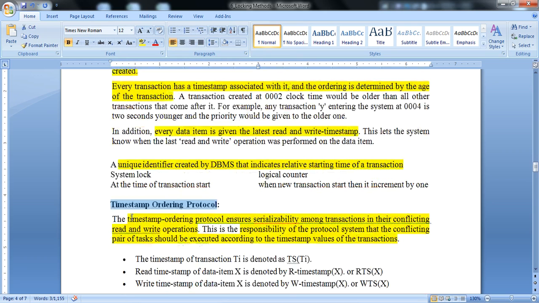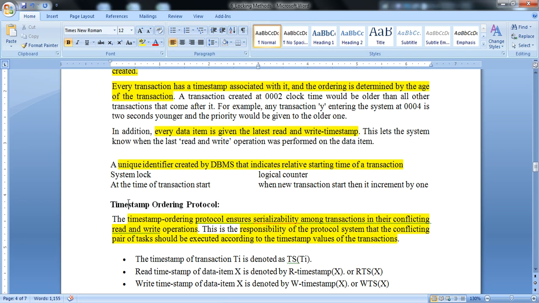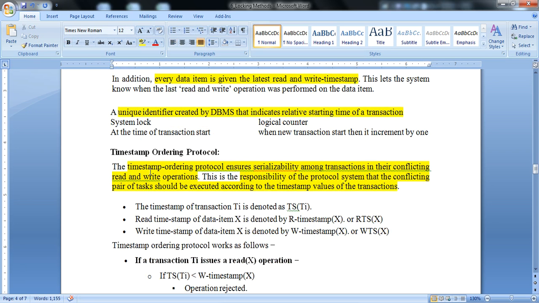Under the timestamp based approach, this is the actual concept, but we need to implement it. That's why the particular protocol comes, the timestamp ordering protocol, which decides the order of execution of transactions. The timestamp ordering protocol ensures serializability among the transactions in their conflicting read-write operations. It takes care of this conflict of read-write operations.